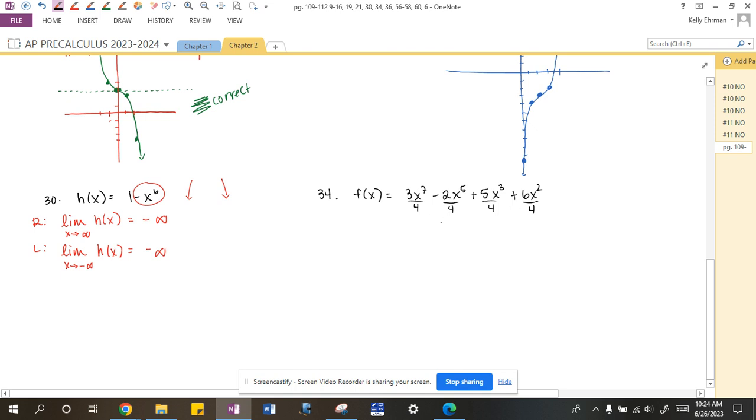Sometimes I get students that want to say, oh, I can reduce this, just those two, but that's not true. That's just on that term. So just be careful with that.